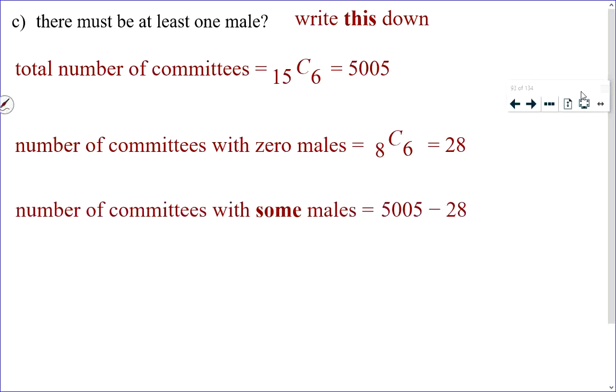So the reasoning here is the number of committees with some males would be the 5,005 minus 28, which will give you that answer.